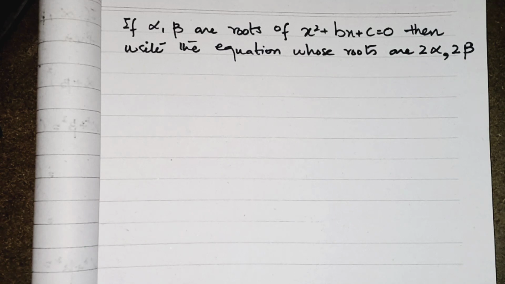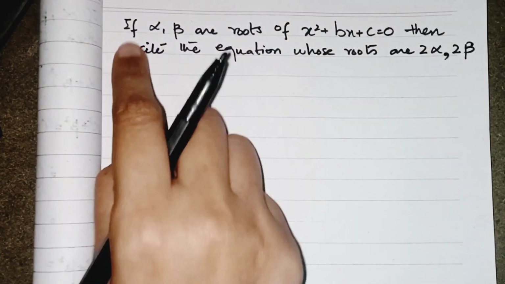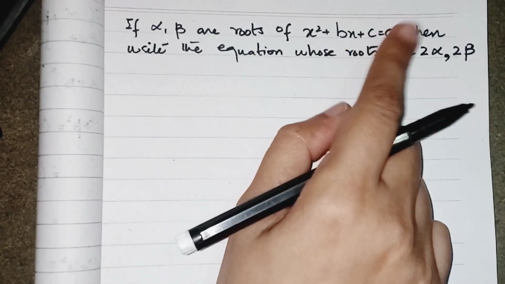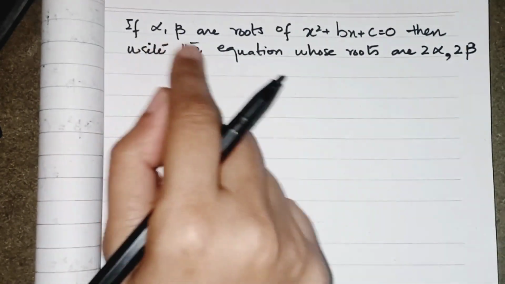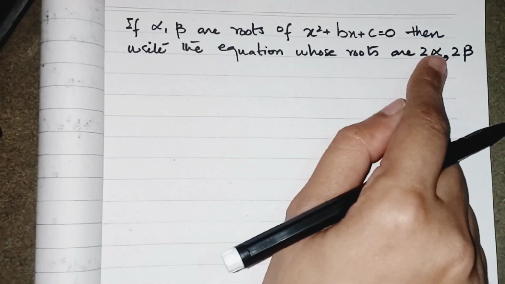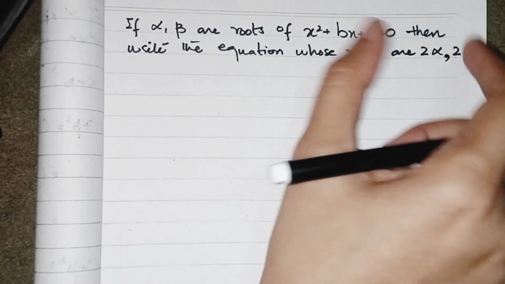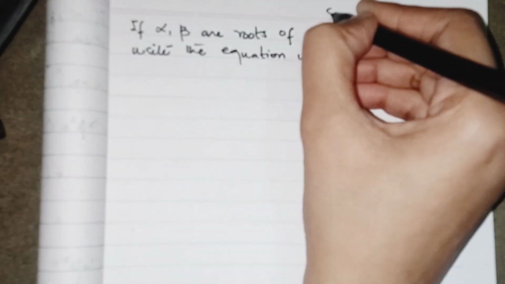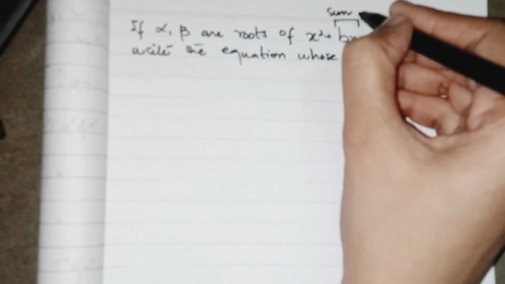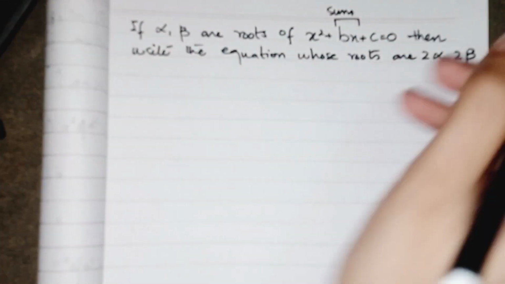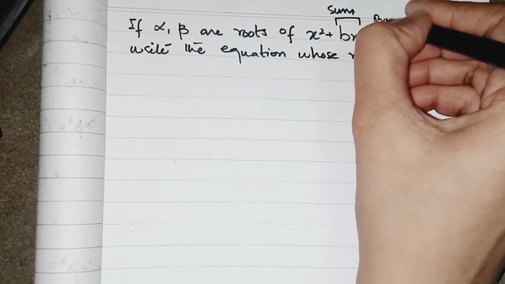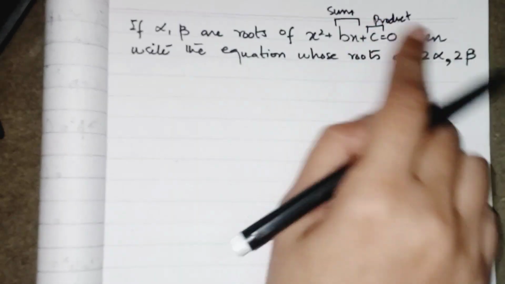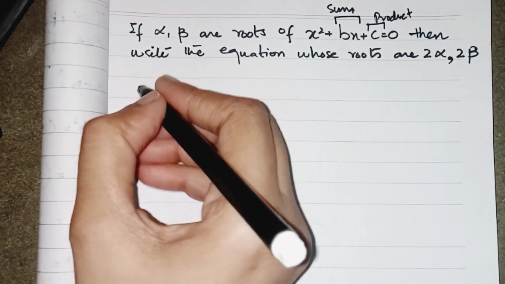Now we have a very interesting question but it seems more difficult. If alpha and beta are the roots of x square plus bx plus c equals 0, then write the equation whose roots are 2 alpha and 2 beta. Now from roots we have to write the equation. As we know, this one is the sum of roots and this one is the product of roots. So if we find the sum and product from the roots, we can get the answer.